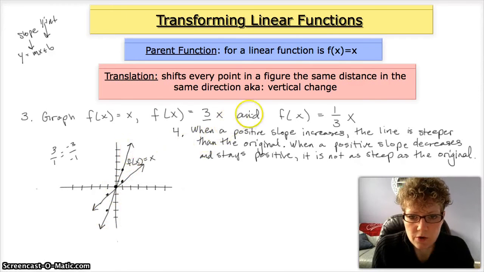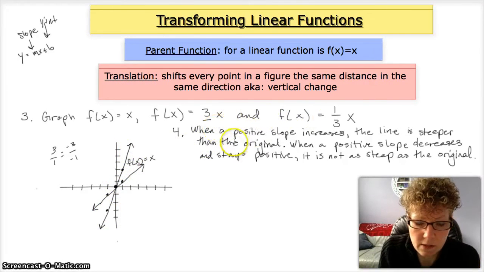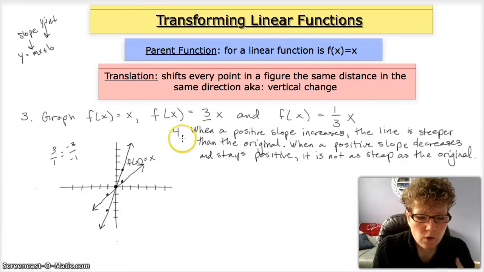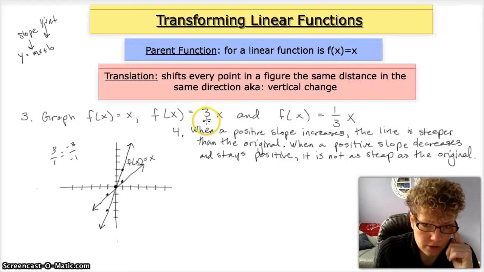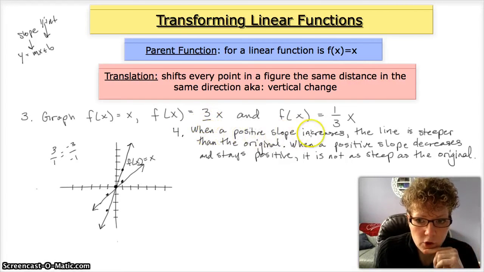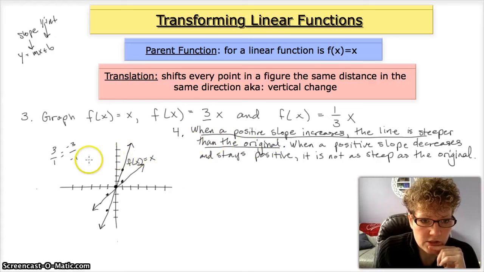Okay, so then let's take a look. Well, let's summarize that actually. With number 4, it's asking us, what happens when you increase the slope of the parent function? So when a positive slope increases, the line is steeper than the original, being the parent function. So this first sentence is describing what happens when we increase the slope, and the slope increased to 3 this time.